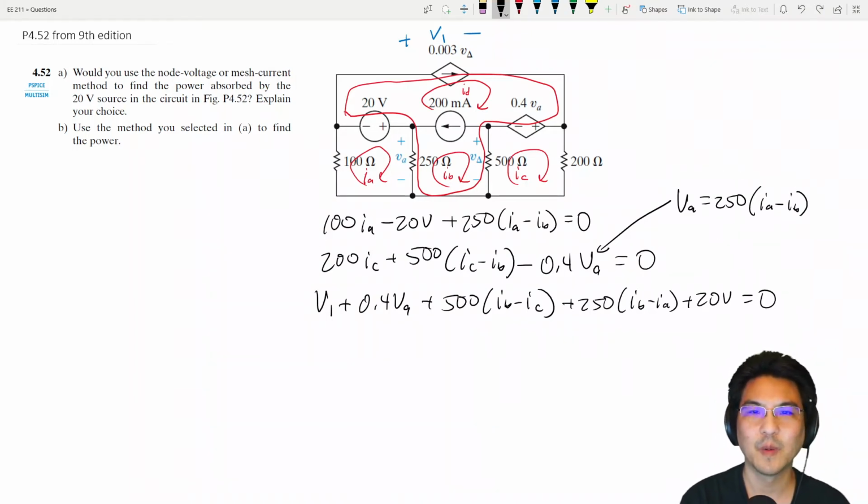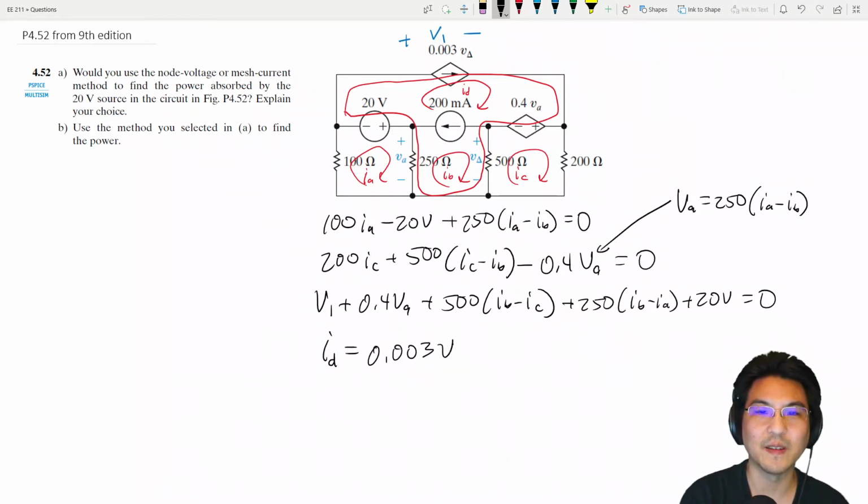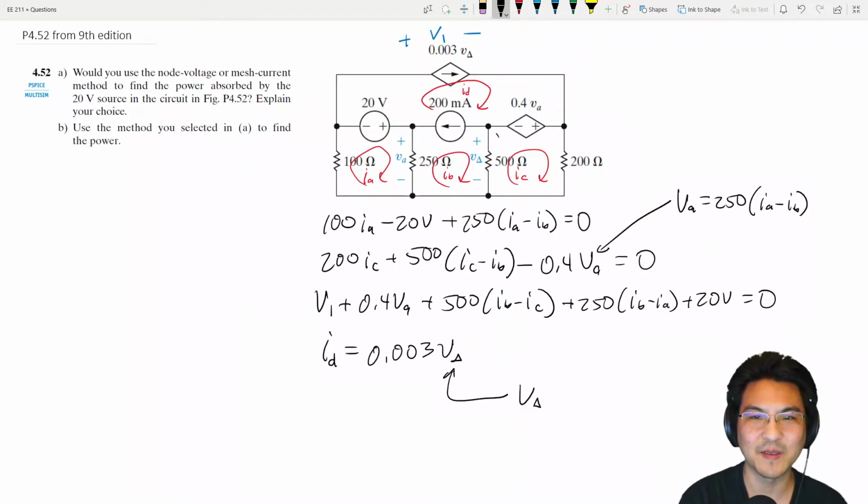And then we also know the current, you see this current right here? It's aligned with our mesh current, ID. So actually mesh current ID is 0.003 V delta. And then V delta, what is that? V delta, take a look, it's right here. Let me erase a little bit. Okay, V delta is right here for this resistor. So it is 500 (IB minus IC).